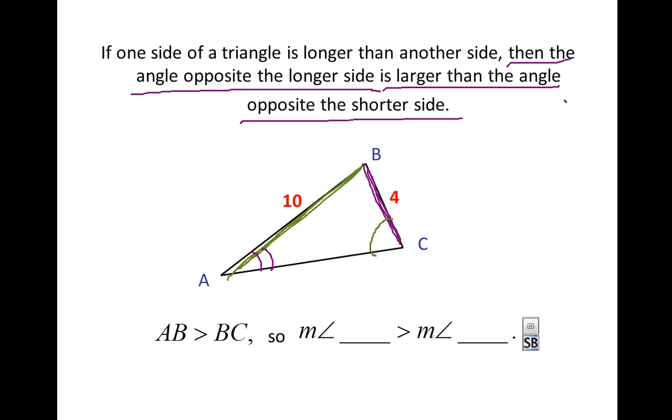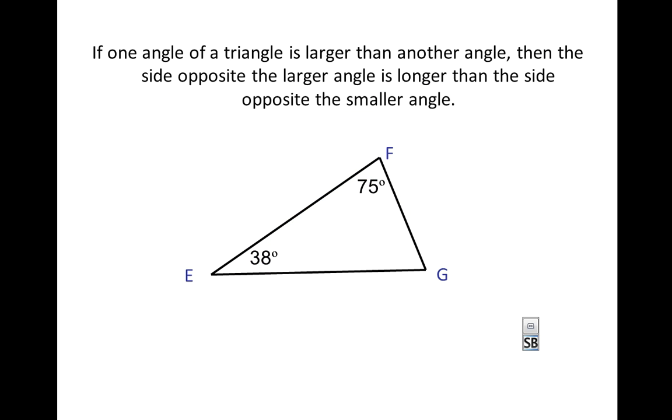Do you see how angle A is opposite the shorter side, which has a side length of 4? So if AB, which was 10, is greater than the length of BC, which was 4, then we can conclude that the measure of angle C, which is opposite the longer side, will be greater than the measure of angle A, because angle A is opposite the shorter side. The converse works as well.